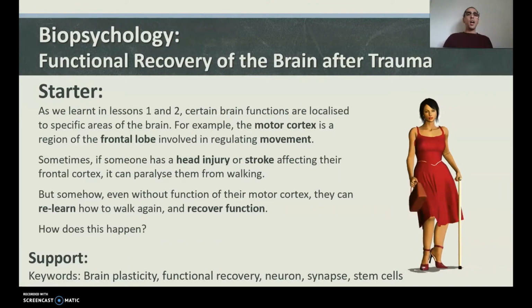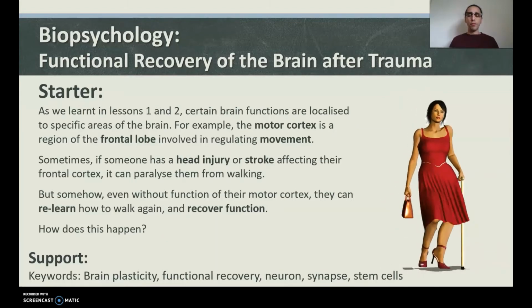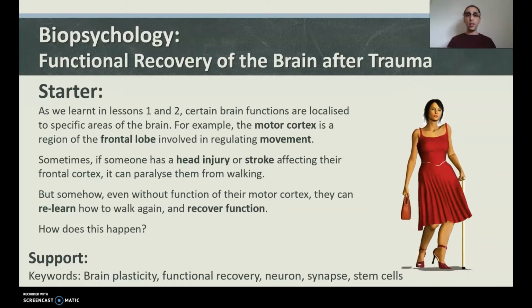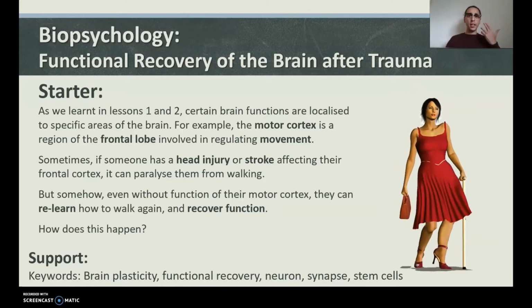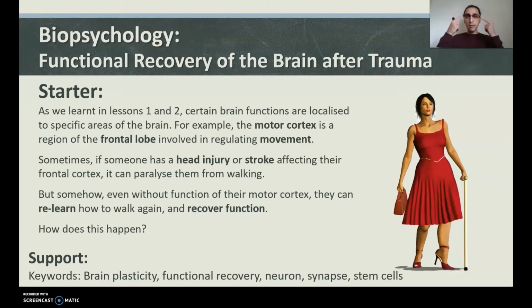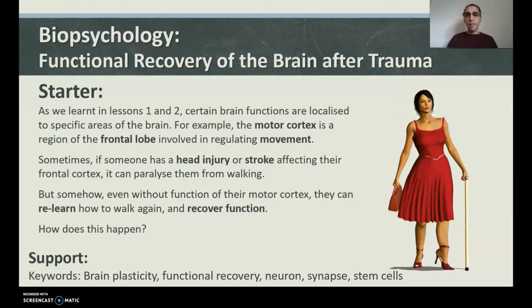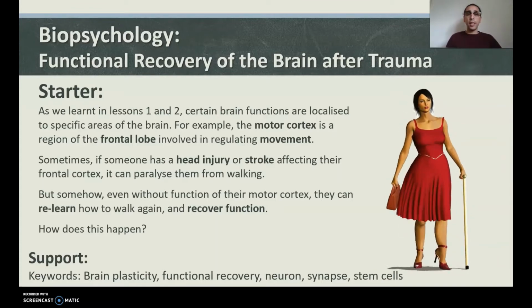Starter. As we learned in lesson 1 and 2, certain brain functions are localized to specific areas of the brain. For example, the motor cortex is a region of the frontal lobe involved in regulating movement. Sometimes, if someone has a head injury or a stroke affecting their frontal cortex, it can paralyze them from walking. But somehow, even without function to their motor cortex or to that specific section of their motor cortex, they can relearn how to walk again and recover function, right? Functional recovery. They're recovering that function.